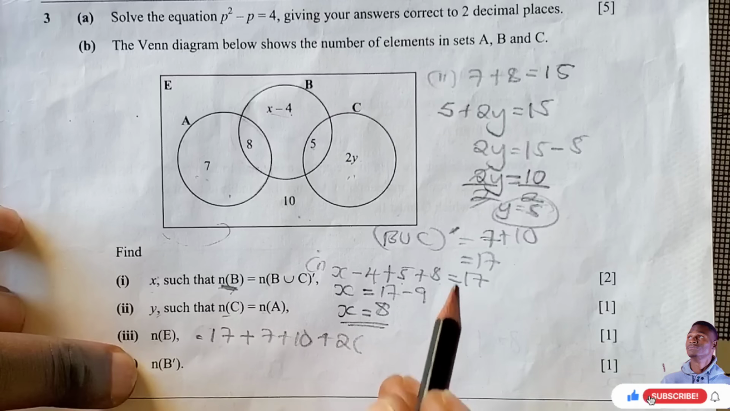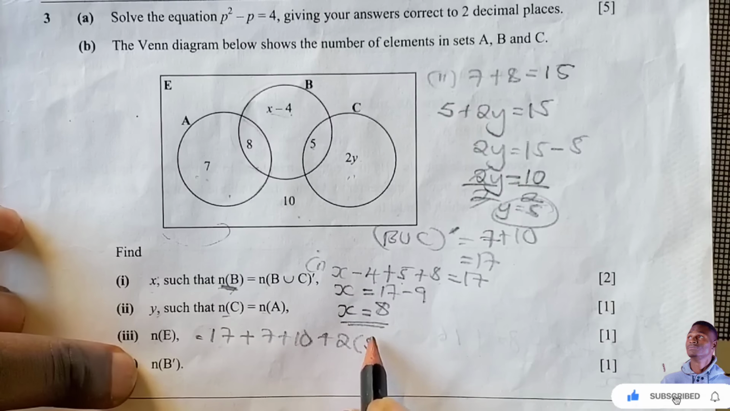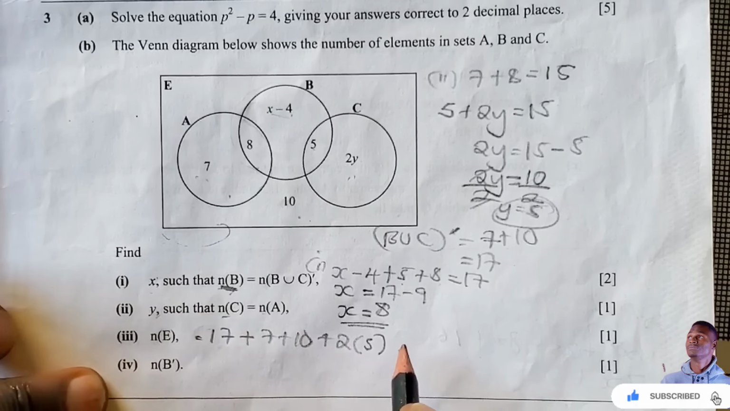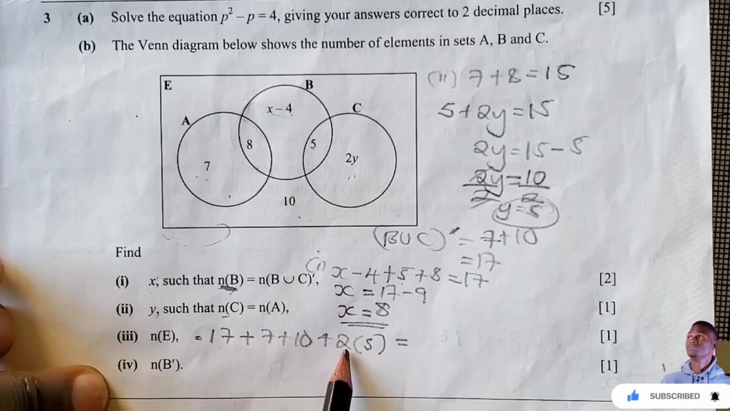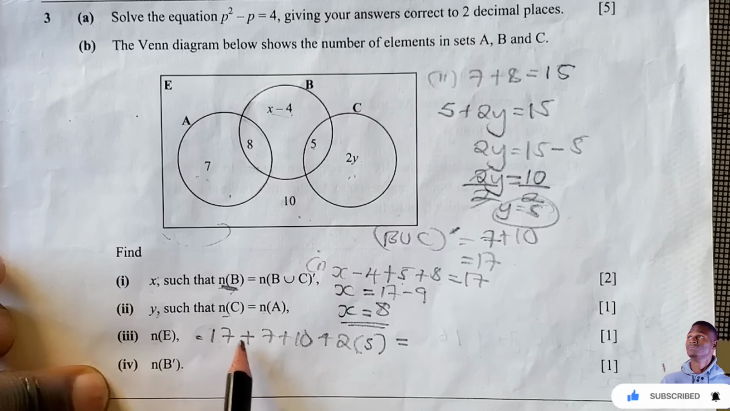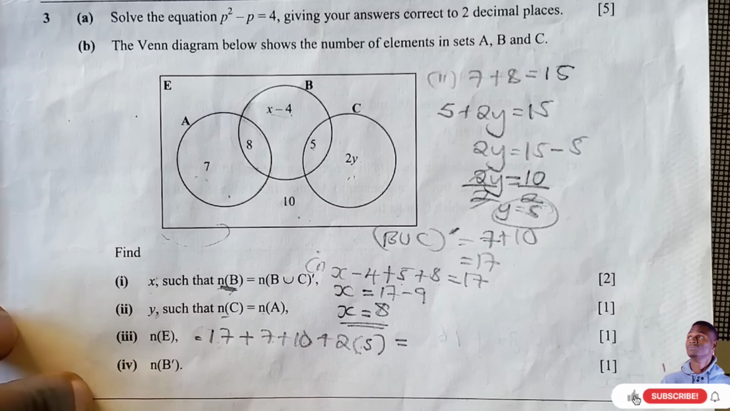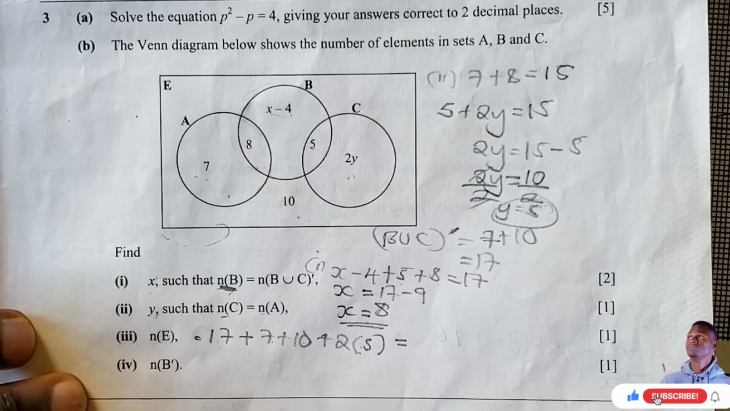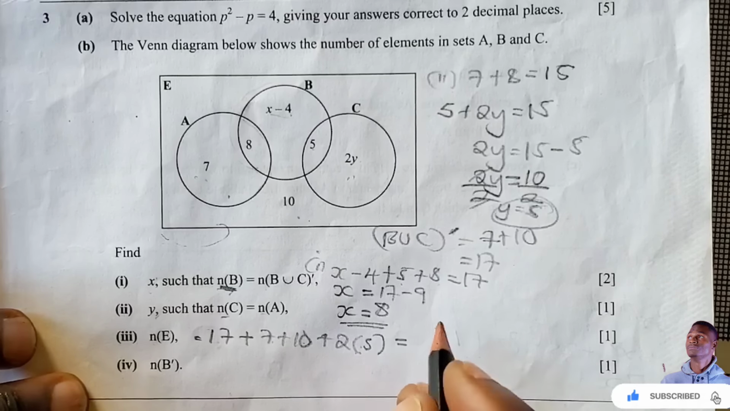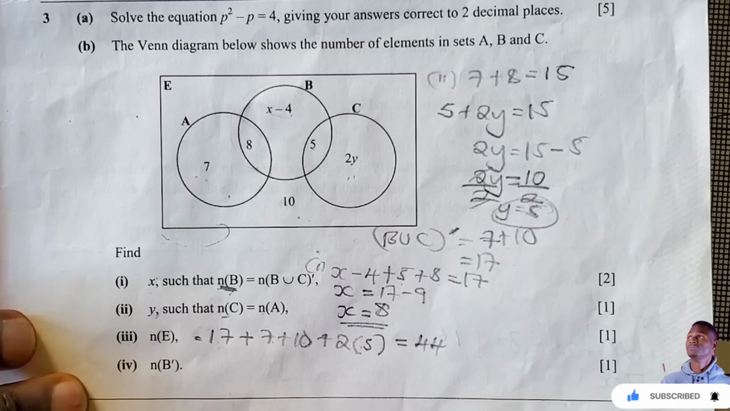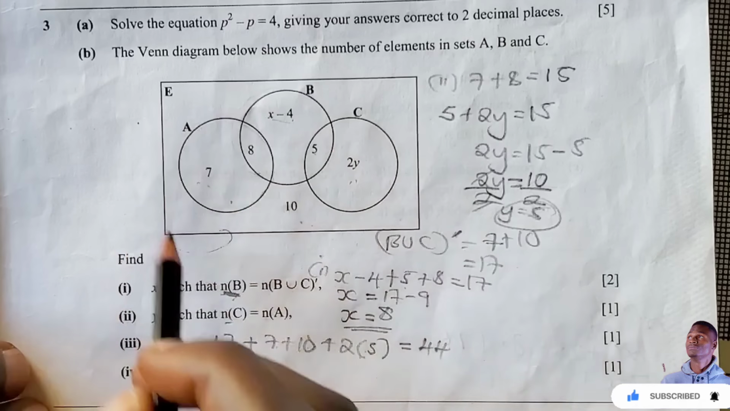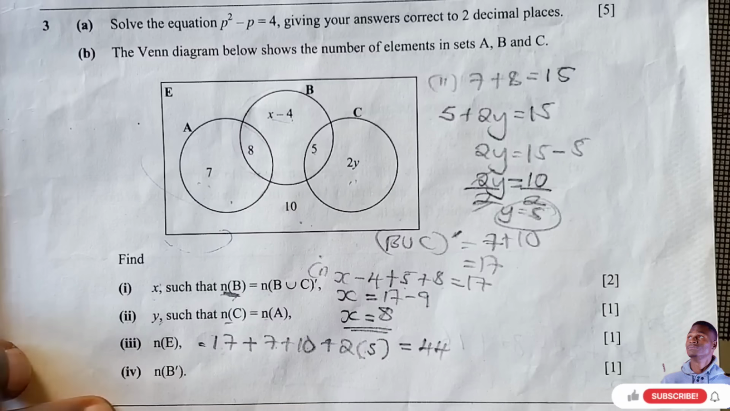What is y? We found y to be 5, right? So it is 2 times 5, which is 10. So 17 plus 7 plus 10 plus 10 is 44. Good. So the total number of all the elements here is 44.